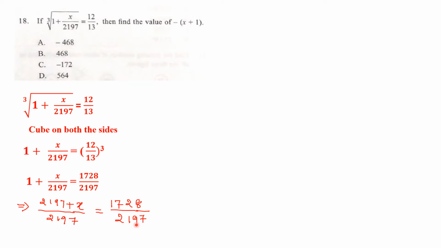To remove this denominator, I will multiply 2197 on both LHS and RHS. So it will get cancelled out, right? And I will be left with x plus 2197, and this will be equal to 1728. Now to find the value of x, you have to transpose 2197 to the RHS. So it will become 1728 minus 2197.